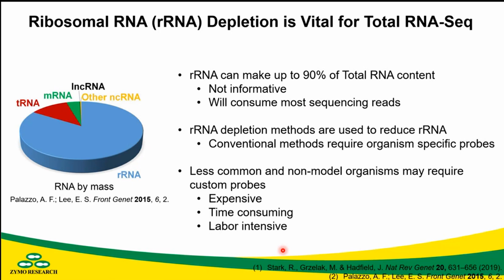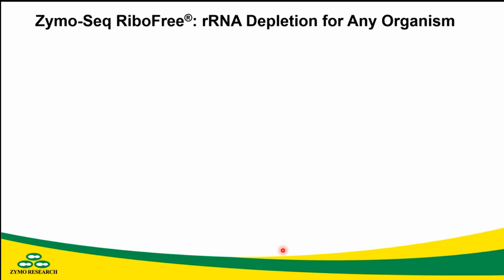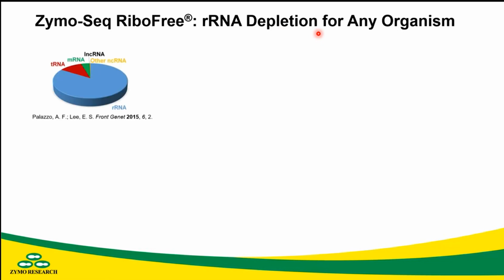Therefore, Zymo's solution is to provide a tool called Ribo-Free, which has this unique feature that I think, as of now, we are still the only provider that has universal RNA depletion for any organism. So how does Ribo-Free achieve this? The quote-unquote secret actually relies on the rRNAs themselves.